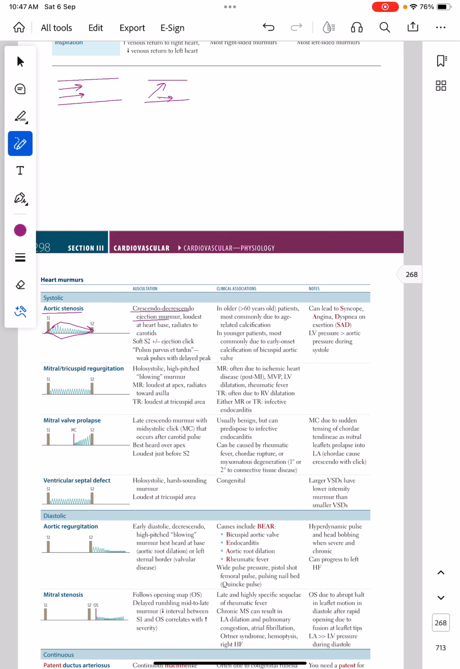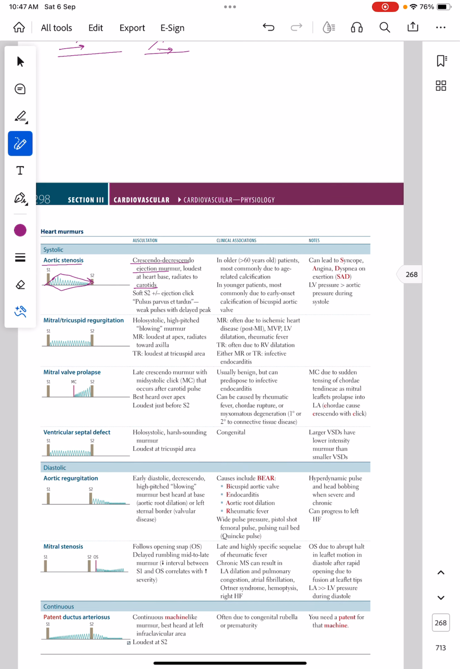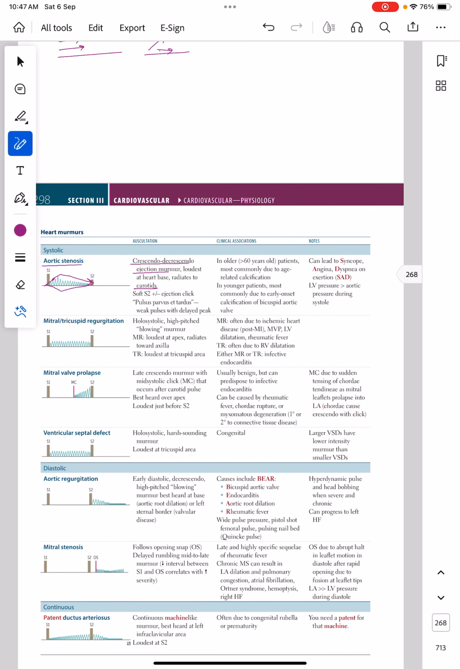Ejection, which is loudest at the heart base, and it radiates towards the carotids. This is very important, that the murmur of aortic stenosis radiates towards the carotids. We also call it pulsus parvus et tardus. What does it mean? Pulsus parvus means a weak pulse. You look here, the upstroke is very weak, and then it has a delayed peak, and then it comes down like that.